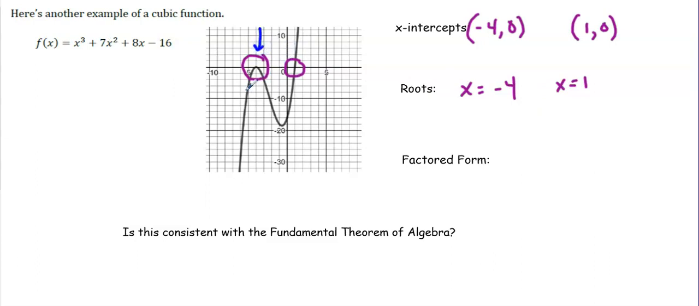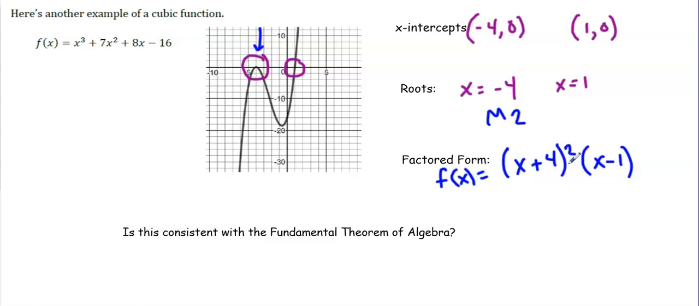Here you can see that the function is changing direction right at the x-intercept. Because that's happening right here, I know that x equals negative 4 has a multiplicity of 2. So my factored form, I'm going to write x, so it's minus a negative 4, so I'm going to put plus 4. And I'm going to square this since it's happening twice at a multiplicity of 2. And then I have x minus 1. So f of x equals the quantity x plus 4 squared times the quantity x minus 1.